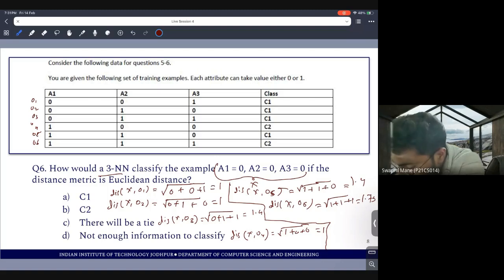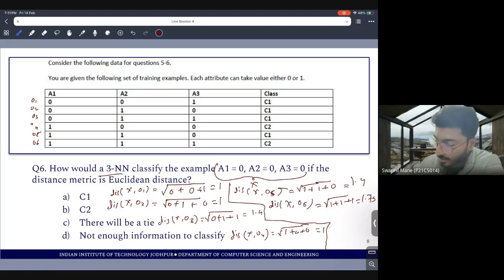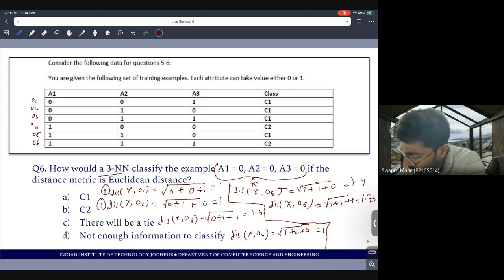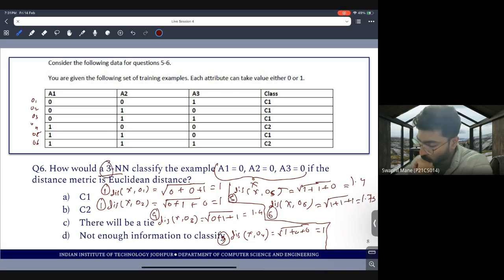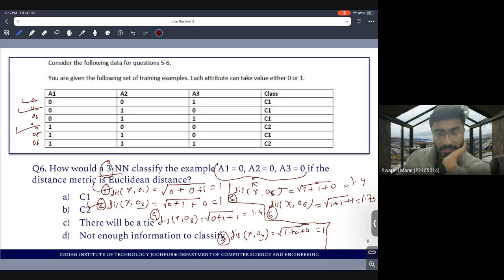Okay, so let's sort it. Which one will come first? The one with the minimum value, right? So this one is first, second rank, third rank, fourth, fifth, and sixth. If k is equal to 3, we have to choose the first three. It is object 1, right? Object 2 and object 4. So these three are the three nearest neighbors. So let's check their occurrences of the classes. C1 1, C1 2, and C2 only 1. So it belongs to the C1 class. So option B is correct here. Sorry, option A is correct. It belongs to the C1 class.